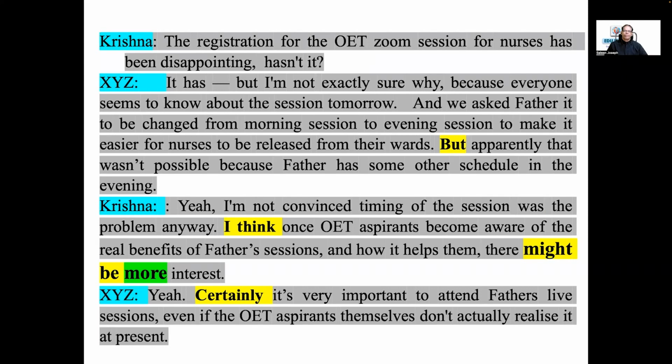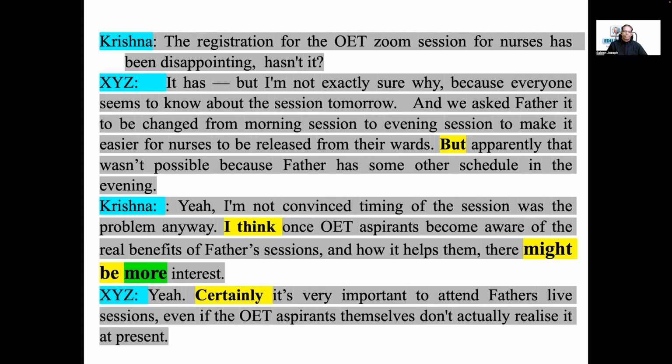Krishna, the registration for the OET Zoom session for nurses has been disappointing, hasn't it? It has, but I'm not exactly sure why. Because everyone seems to know about the session tomorrow. And we asked Father to change it from the morning session to the evening session to make it easier for nurses to be released from their wards. But apparently that wasn't possible because Father has some other schedule in the evening.